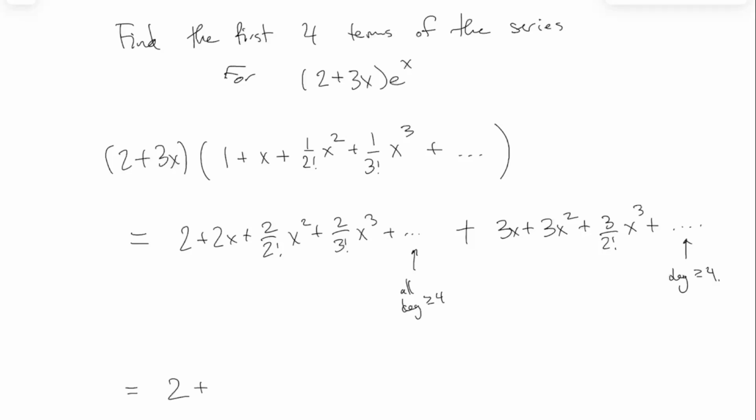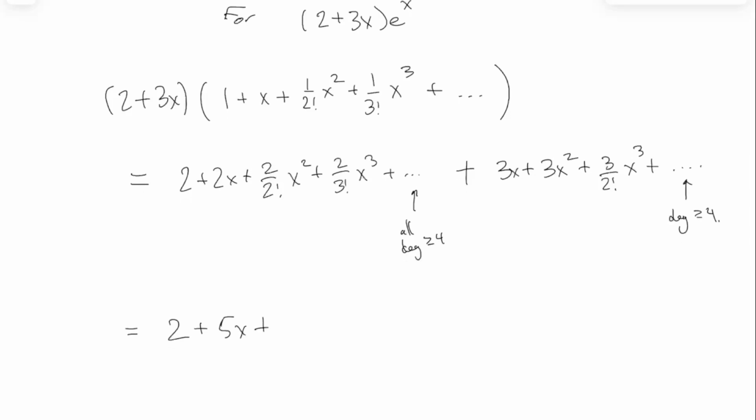Can somebody say what it is? 5x. Yeah, I got 2x from the first part, 3x from the second part, so 2 plus 5x plus, okay, 2 over 2 factorial x squared, and then over here I have 3x squared. 2 over 2 factorial is 1, right? This is just 1. So that is 1x squared plus another 3x squared. That's 4x squared. The next one is going to look a little nasty. 2 over 3 factorial plus 3 over 2 factorial. Is that anything? No, not really.